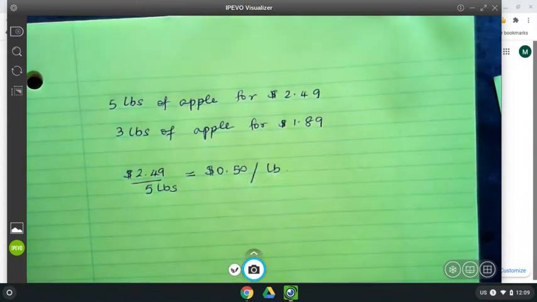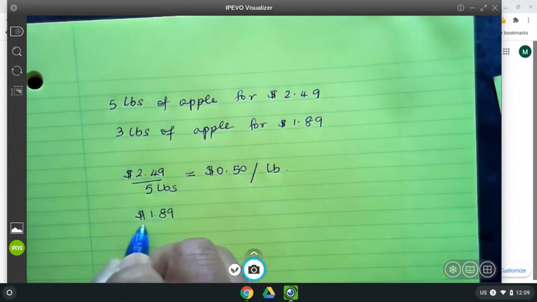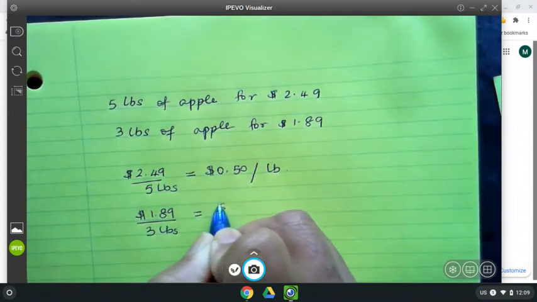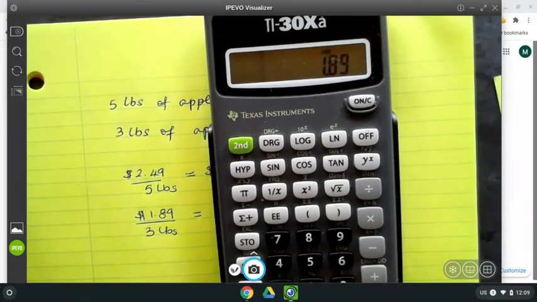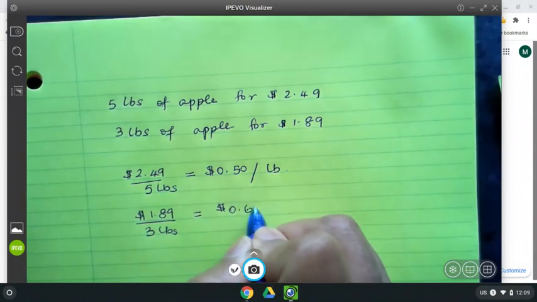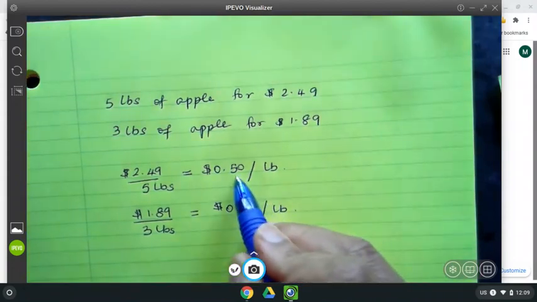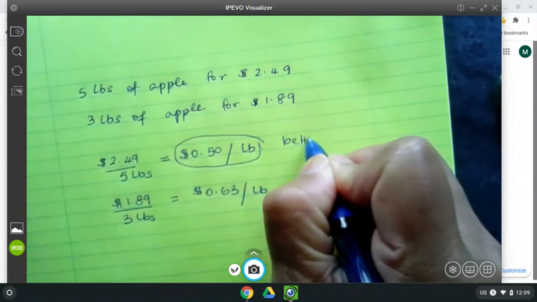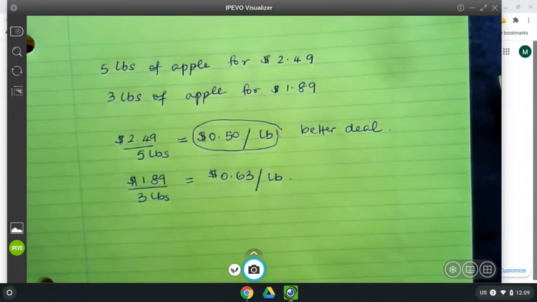per pound. The other one, 1.89 divided by 3 pounds equals, and if I do this, 1.89 divided by 3 gives me 63 cents a pound. So you can see already this is costing less per pound. So this is the better deal. I'm going to do one more example and then I'll stop.